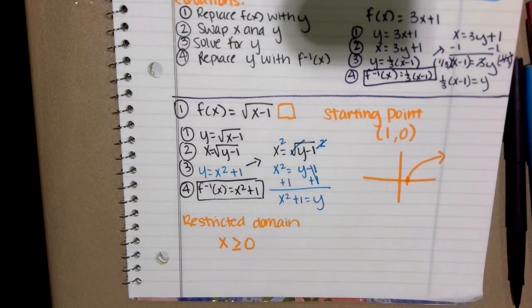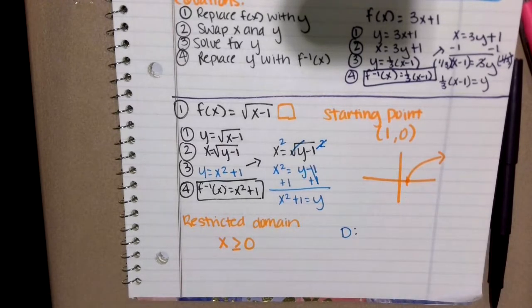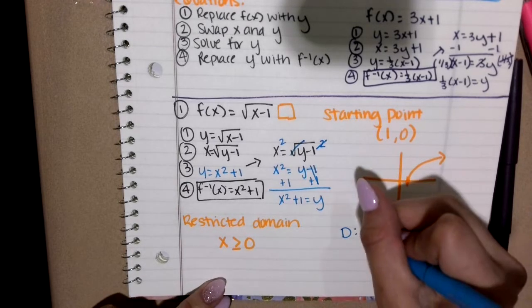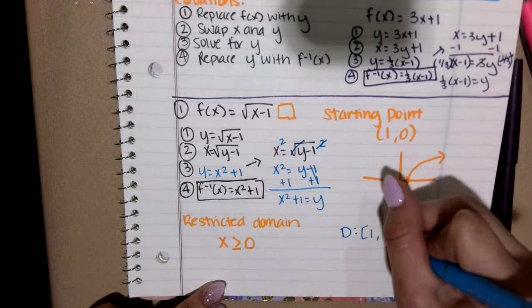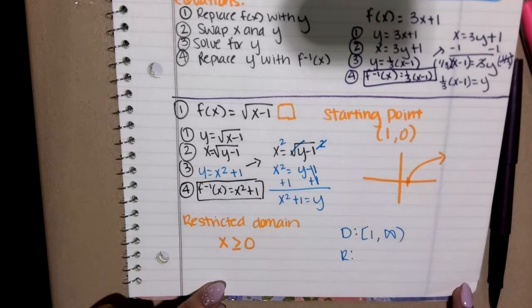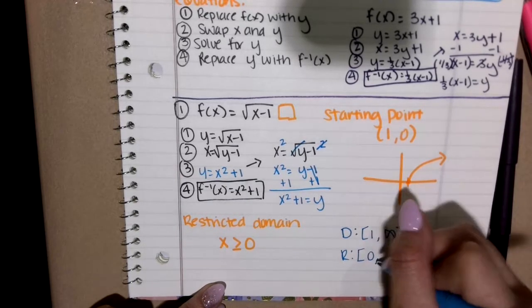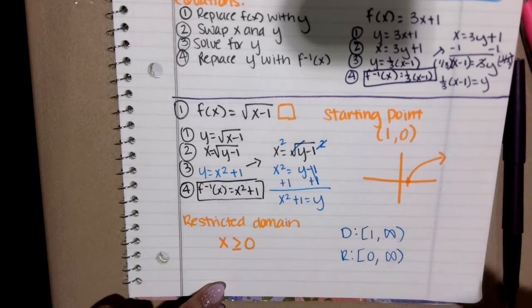All right, so your domain, what is your smallest x value? 1. What's your biggest x value? Infinity. And then for your range, what is your smallest range value? 0. What's your biggest range value? Infinity.